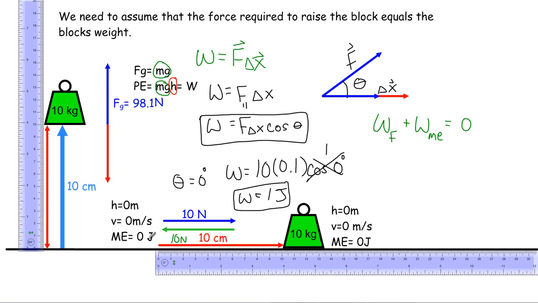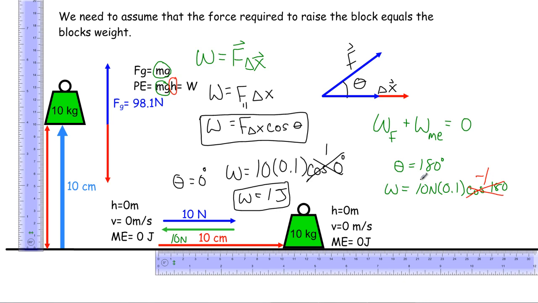But what's the angle between the force of friction and the displacement vector? Well, the angle is going to be theta equal to 180 degrees. All right, because the force of friction points to the left and the displacement points to the right. So if I were to do this equation, I would say that work equals the force of friction, which is 10 newtons, times its displacement, which is 0.1 meters, times cosine of 180 degrees. And in case you don't know, cosine of 180 degrees is negative 1.